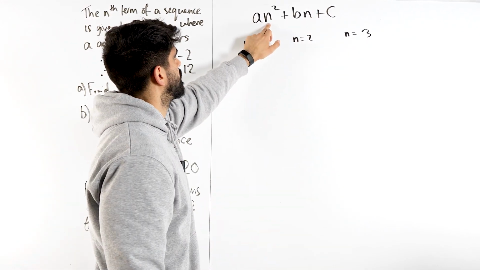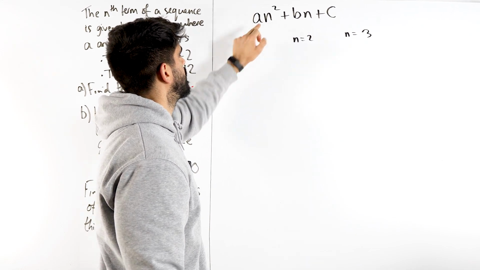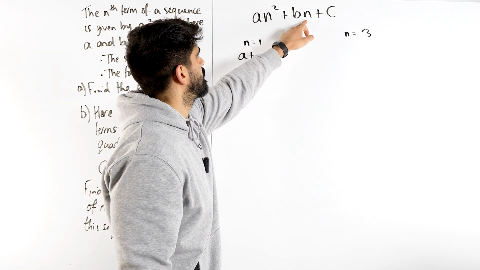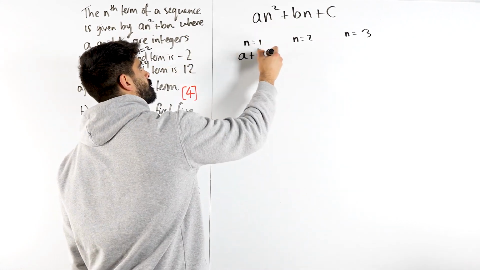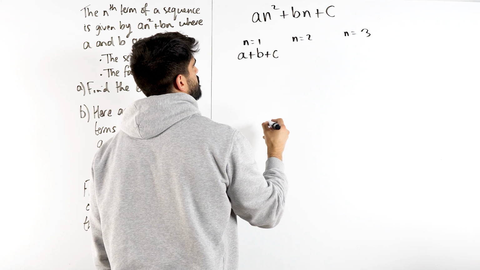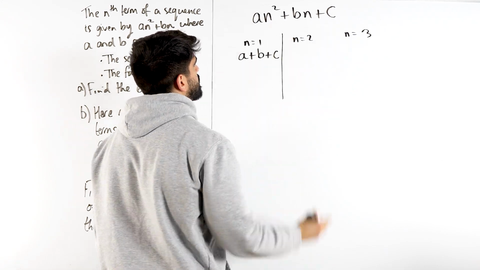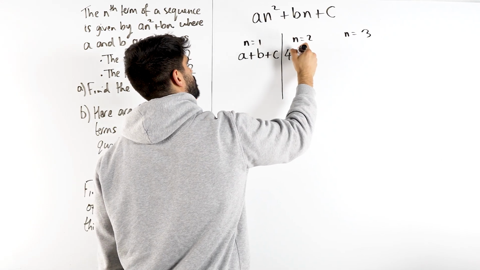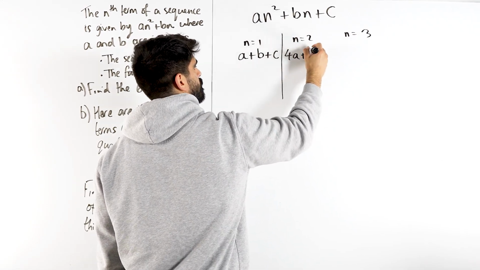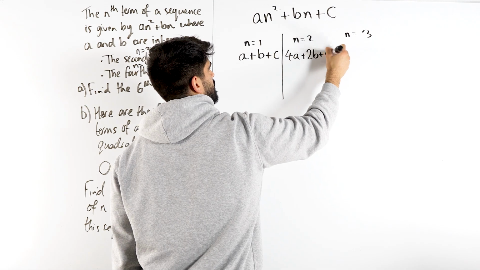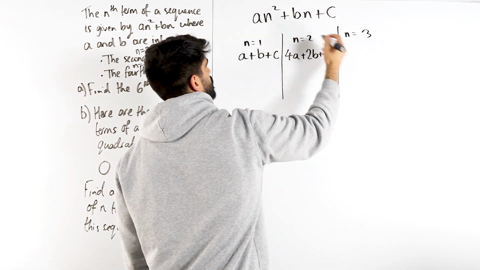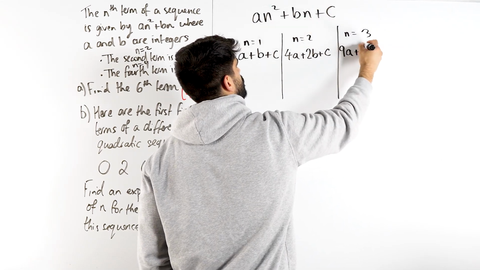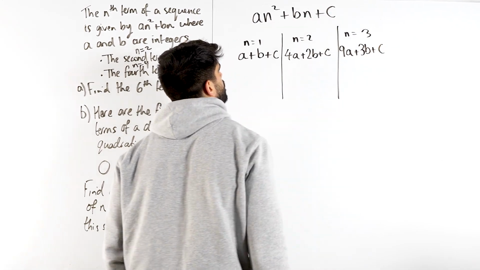If I substitute 1 here, I get 1 squared, which is 1a, which is just a, plus, when you sub 1 into here, you get b. And then plus c. When you sub in 2, here, 2 squared is 4a, plus, when you sub in 2 here, you get 2b, and then you get that c. Subbing in 3, 3 squared is 9a, plus, subbing in 3, 3b plus c.